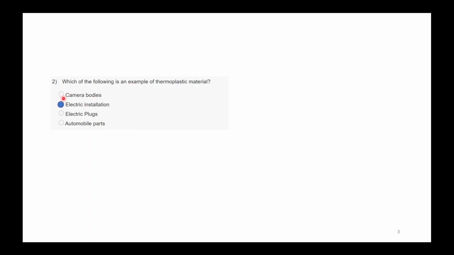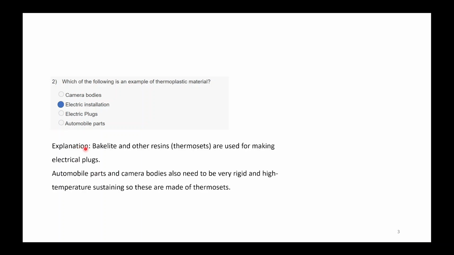In the case of camera bodies, electric plugs, and automobile parts, these are all very rigid in nature, so they must be made using thermosets. Here we can explain, like Bakelite and other resins, which are thermosets. These are used for making electrical plugs. Automobile parts and camera bodies also need to be very rigid and high temperature sustaining, so these are made of thermosets.